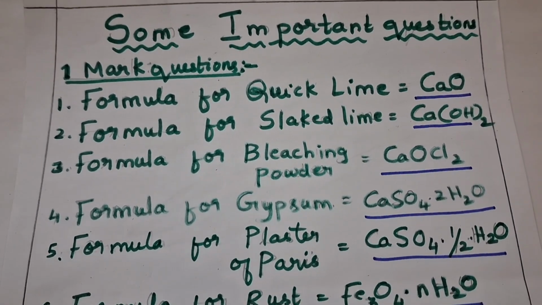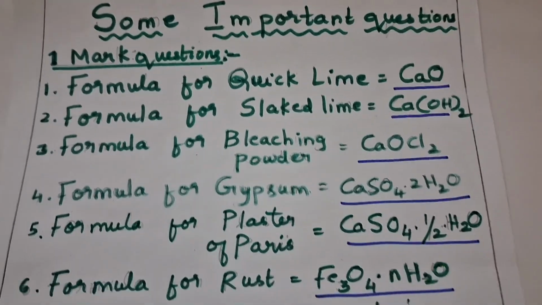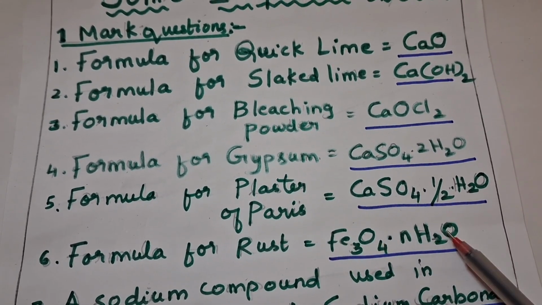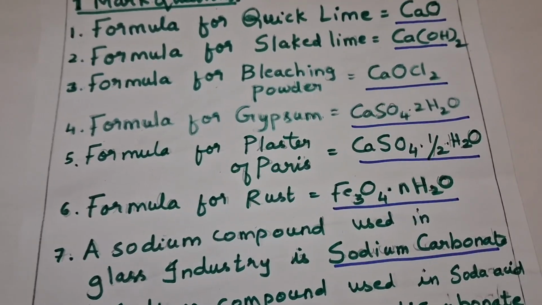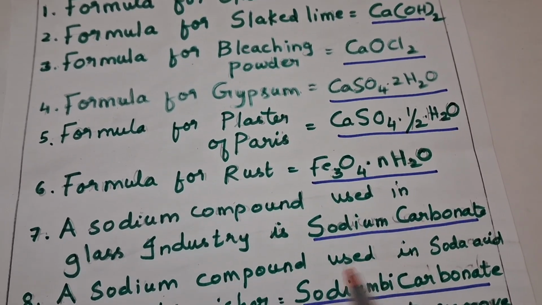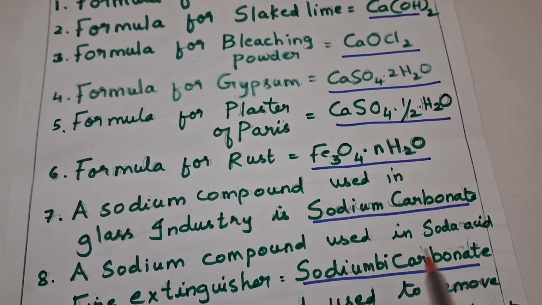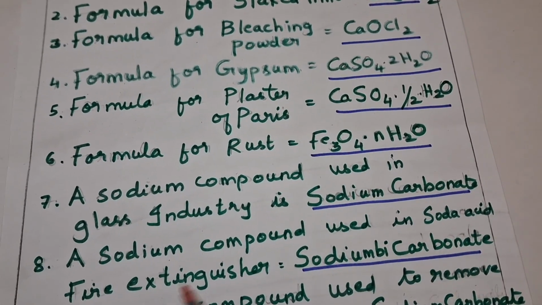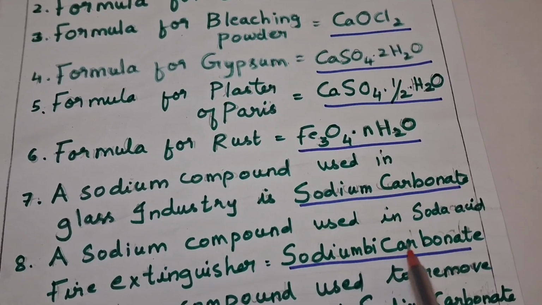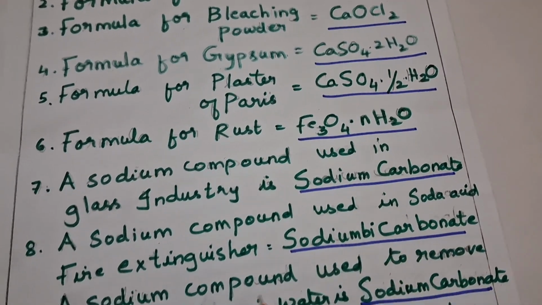The formula for plaster of Paris is CaSO4.½H2O. The formula for rust is Fe3O4.nH2O. A sodium compound used in the glass industry is sodium carbonate. A sodium compound used in soda acid fire extinguisher is sodium bicarbonate, or sodium hydrogen carbonate.